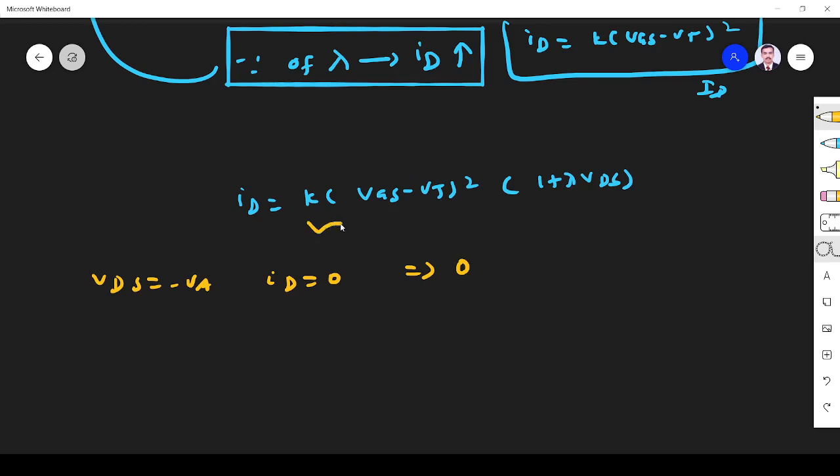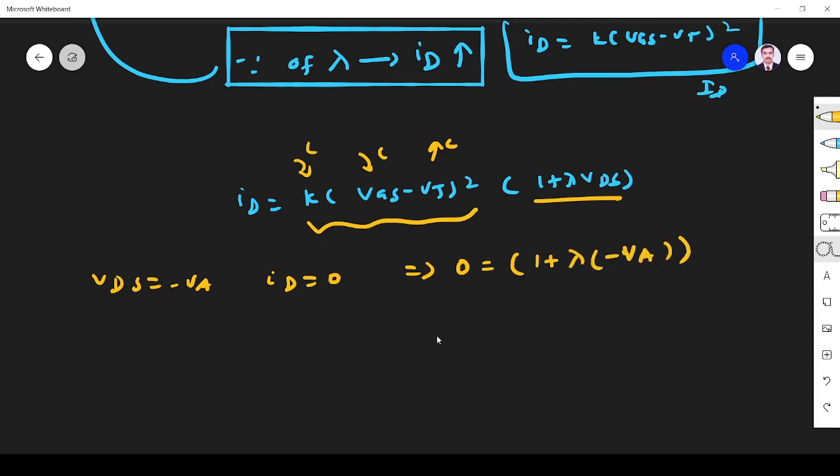You see, these are all constant. These parameters cannot make ID equal to 0. Only this one can make ID equal to 0, because K is constant, VGS minus VT is also constant, fixed for every operation. VT is fixed, so only lambda VDS will change. So ID will be 0 because of this parameter. So 1 plus lambda VDS is 0 when VDS is minus VA. At that time only it is 0. So this implies VA is equal to 1 by lambda.